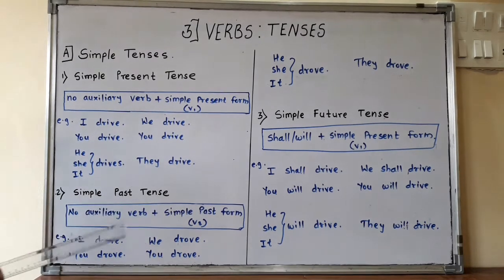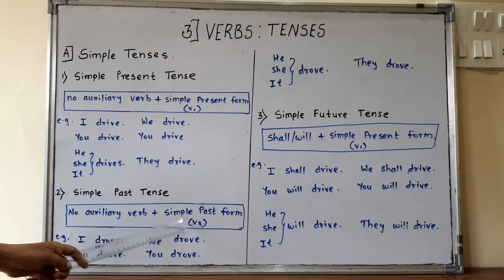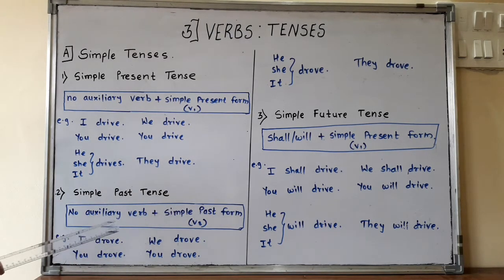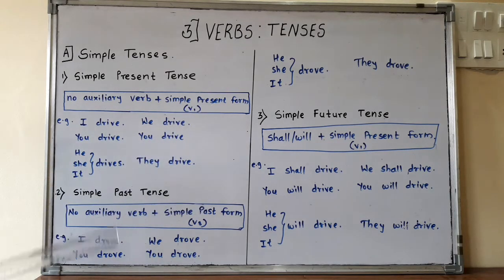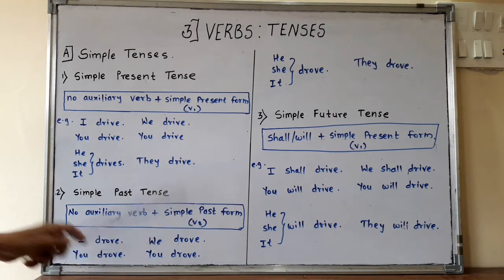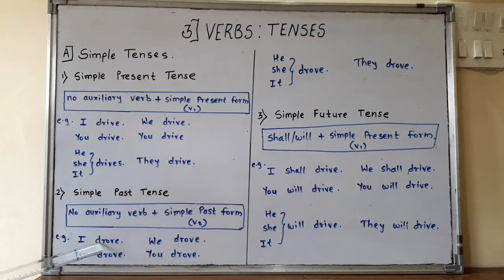Simple past tense. Simple past tense also has no auxiliary verb plus the past form. We have studied all these forms, auxiliary verbs, V1, V2, all these we have studied. So in simple past tense, no auxiliary verb plus simple past form. For example, I drove. Here I drive, here I drove. Past tense of this verb. Second form of this verb, drive, drove.